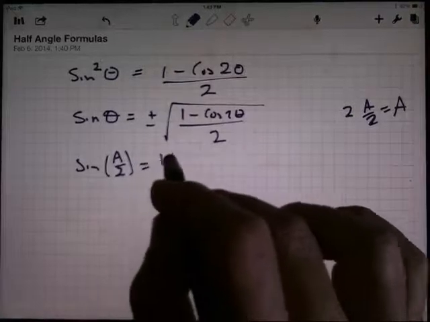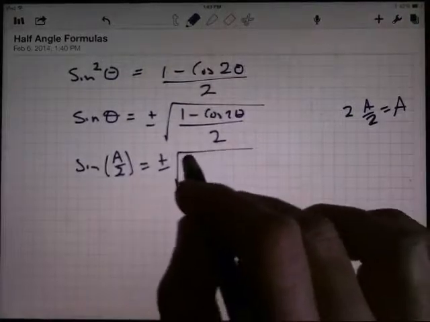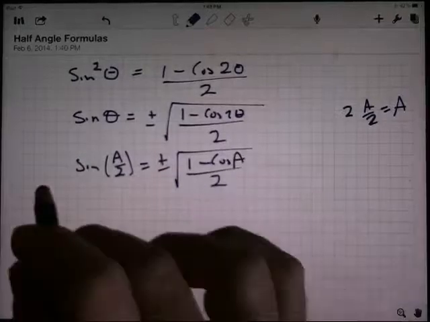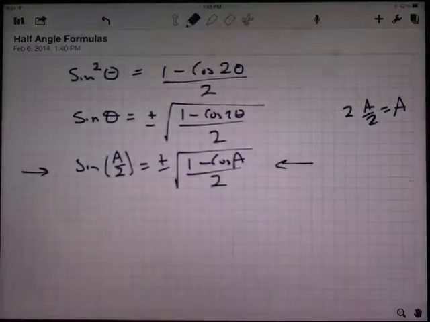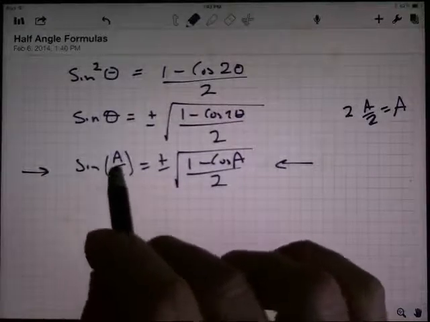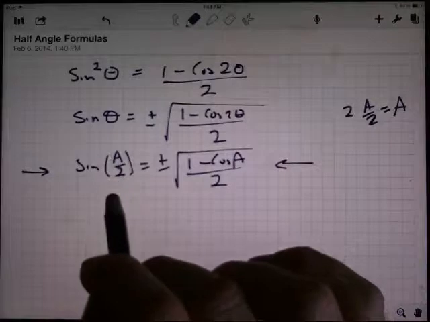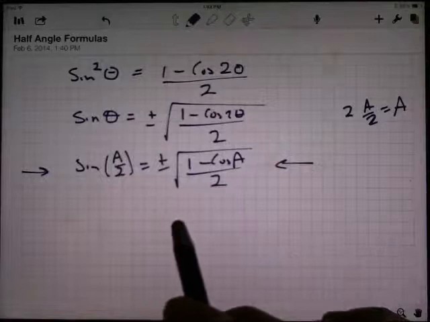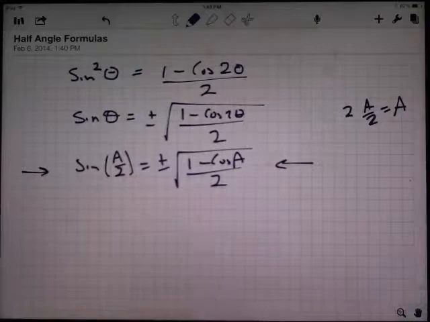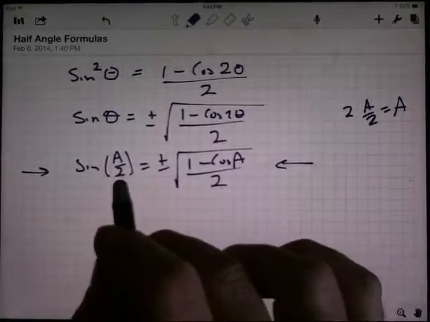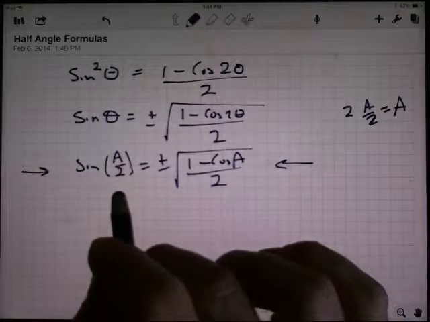So this ends up looking like the square root of 1 minus the cosine of a, divided by 2. And this is what I think of as the half angle formula for sine. That is, I have half of an angle. Take a and divide it by 2. Over here I have the whole angle. So again, I think of this as: if I know information about one angle, can I find information about something else? If I know information about the angle a, I can find out information about half of a, right?